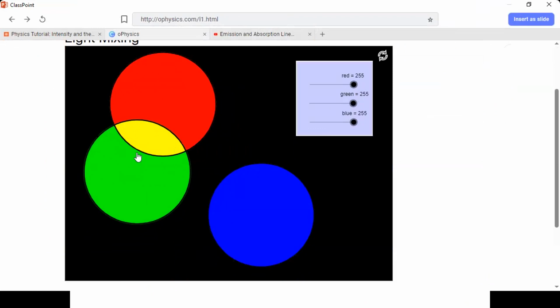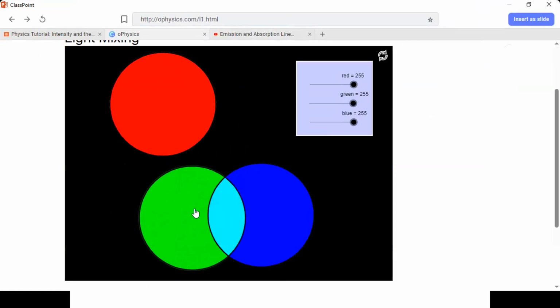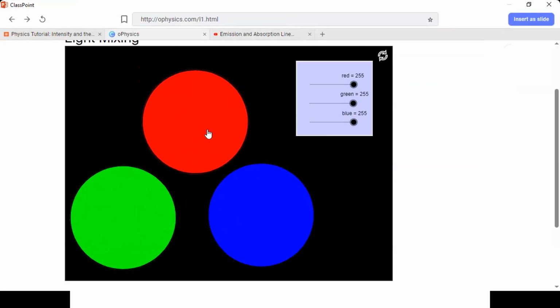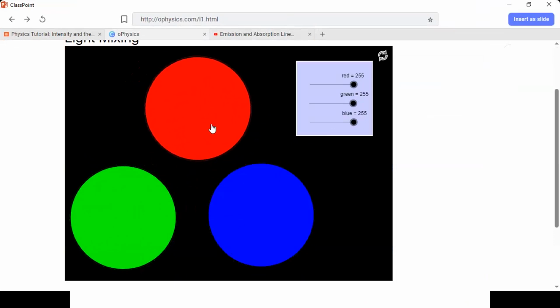We call the yellow color a subtractive color. And if we add green and blue, we get cyan. So green and blue is cyan. Red and blue is magenta. So what happens if we mix these three primary colors? White.